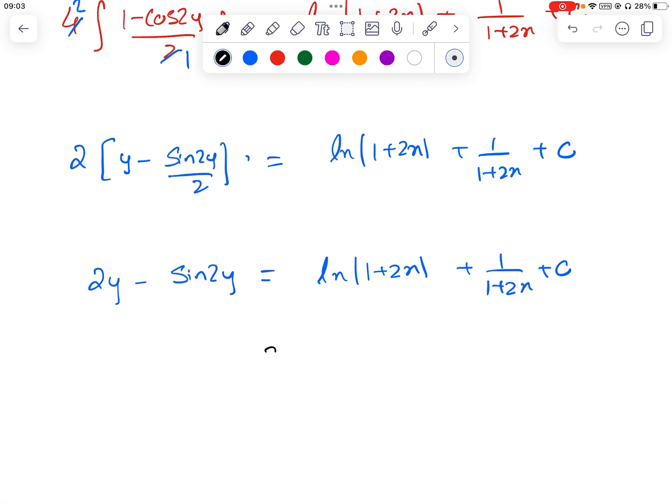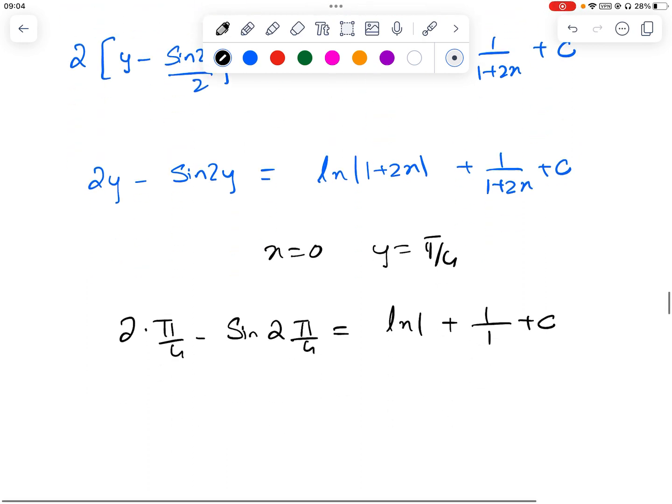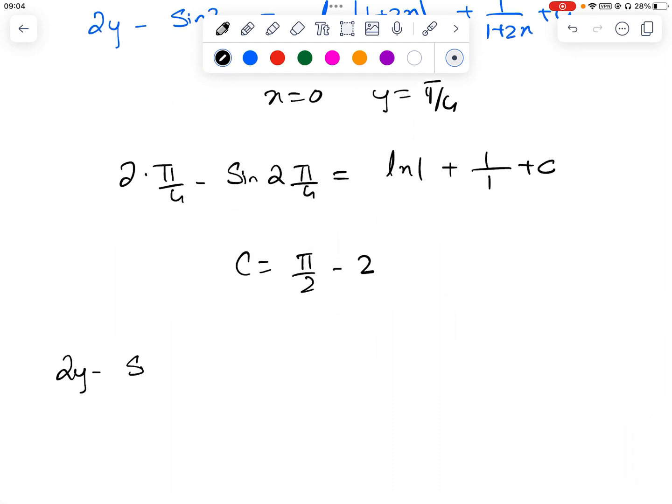Now what values are given? x equals 0, y equals pi by 4. So 2 times pi by 4 minus sine of 2 times pi by 4 equals ln of 1 plus 1 upon 1 plus c. So this gives me, directly I am writing, c value pi by 2 minus 2. So what should be my answer? 2y minus sine 2y equals ln of 1 plus 2x plus 1 upon 1 plus 2x plus pi by 2 minus 2. That's going to be the answer.